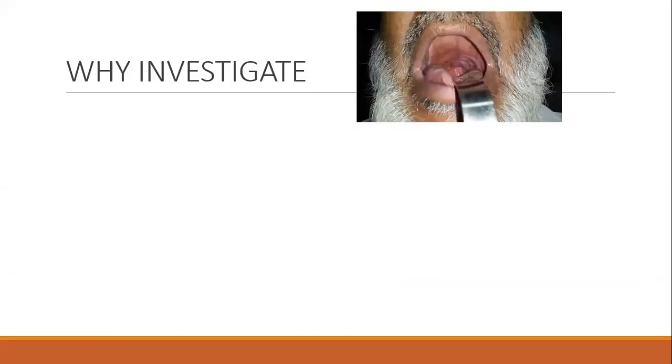Next, please. So why do we investigate? You say, Dr. Shigli, this is obviously a tumor. Why do you want to do a biopsy and waste patients' time and money? You are partly right, because we know that the majority of them are squamous cell carcinoma.